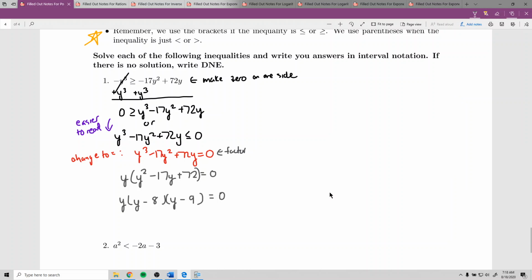Set each factor to 0 and solve. We got y equals 0, y minus 8 equals 0, and y minus 9 equals 0. Left one is solved for us. Middle one, add 8 to each side, but I'm not going to visually write that, and we get y equals 8. The one on the right, add 9 to each side, and we get y equals 9.